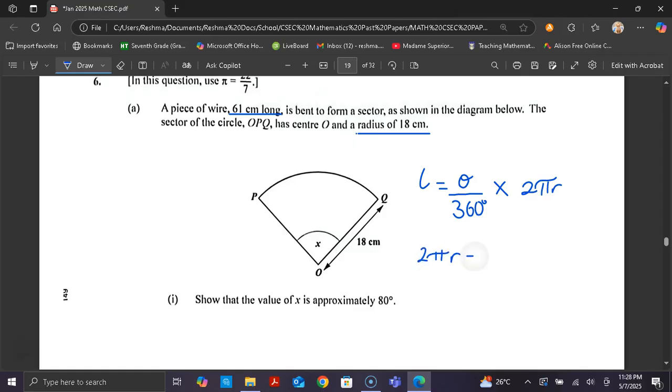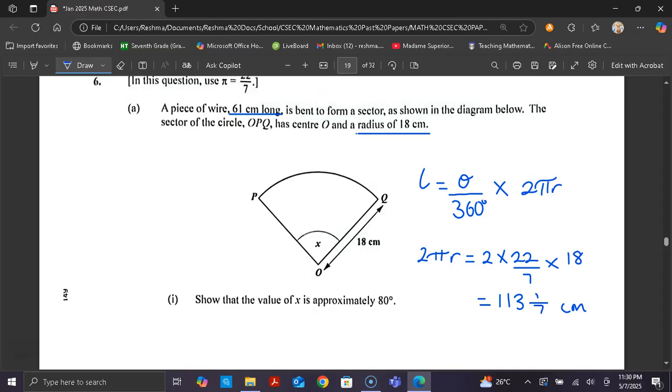So 2 by pi by r: 2 by 22/7 by r, which is the radius, 18. Using our calculator, if we multiply 2 by 22/7 multiplied by 18, we get 113 1/7 centimeters. Now, let us find the length of the arc.